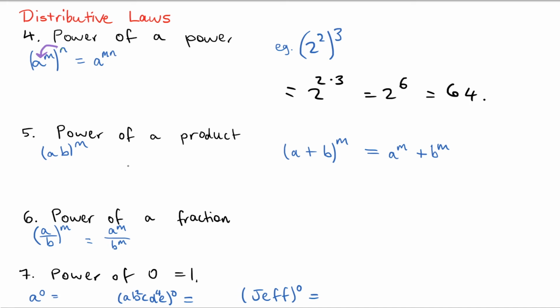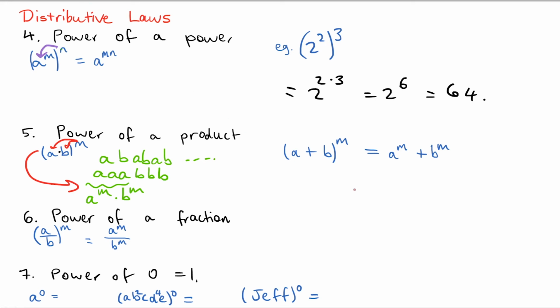Next we have the power of a product. So if we have a times b raised to the power of m, this m can distribute itself over the a and over the b. And this is because we're writing ab times ab times ab, m times. And because it's multiplication, I can change up the order of this. So I can write m lots of a and then m lots of b, and it should be pretty simple to see that this is a to the m times b to the m.